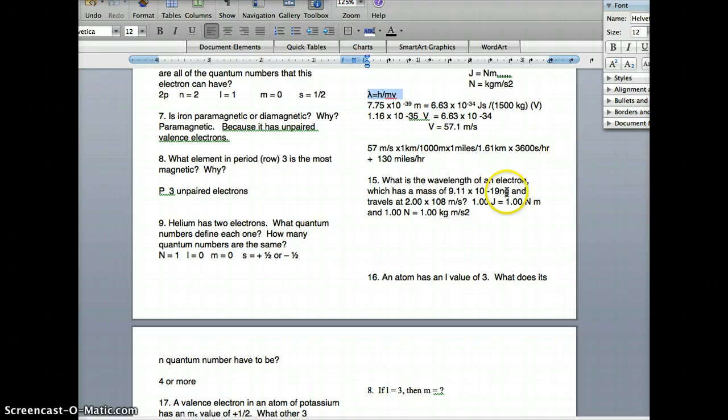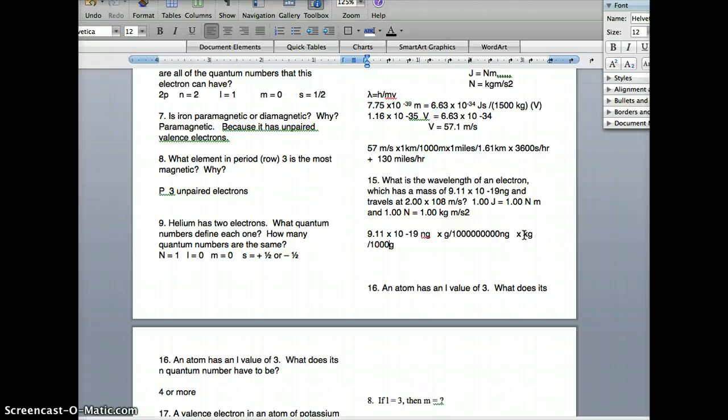And in this one I gave you the relationships. The only thing that's catchy here is you need to change nanograms into kilograms. Maybe we'll run through that again for those of you who need help with that. So 9.11 times 10 to the negative 19th nanograms times grams on top and nanograms on the bottom, so that nanograms cancel. And then kilograms on top and grams on the bottom. Putting the numbers in, a gram is bigger than a nanogram, so that's a billion. And a kilogram is bigger than a gram. So that is 1,000 grams.